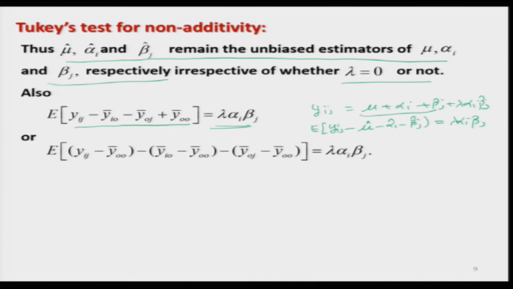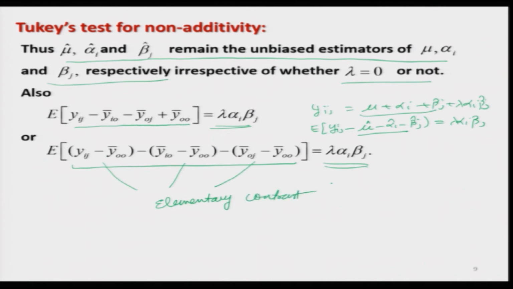And so, once you substitute the values of mu hat, alpha i hat and beta j hat, you can find that this expression comes out like this: the expected value of y_ij minus y bar_00, minus y bar_i0 minus y bar_00, minus y bar_0j minus y bar_00, is coming out to be lambda times alpha i beta j. And you can see I have tried to express these three terms in the format of an elementary contrast also, right.